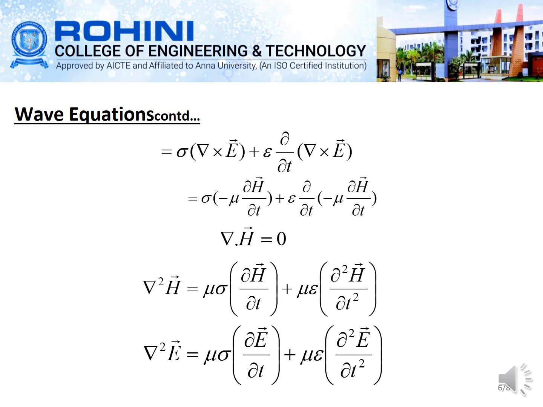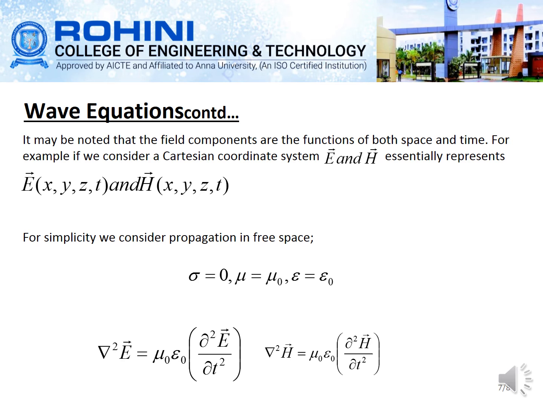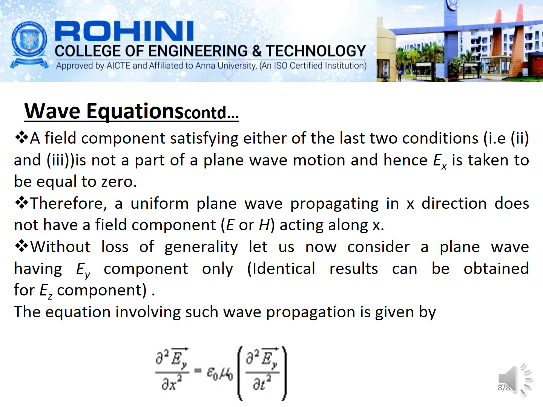So the equations become del square E vector is equal to mu naught into epsilon naught into dou square E vector divided by dou T square, as well as del square H vector is equal to mu naught into epsilon naught into dou square H vector divided by dou T square. Then we consider the two conditions that the field component must satisfy.